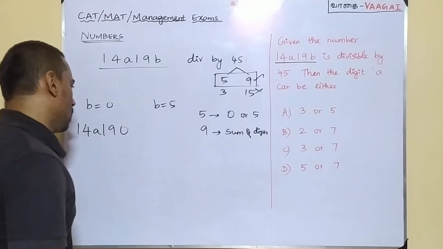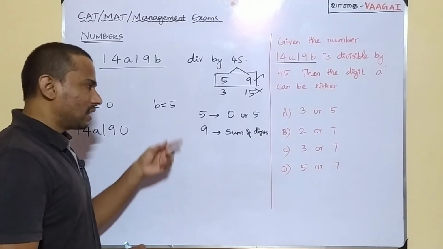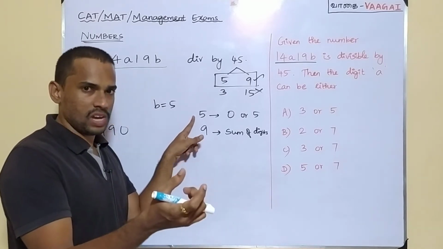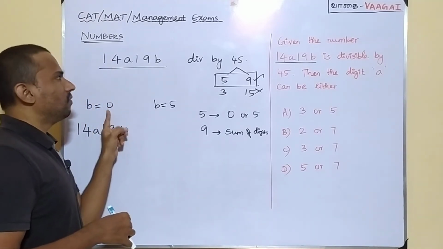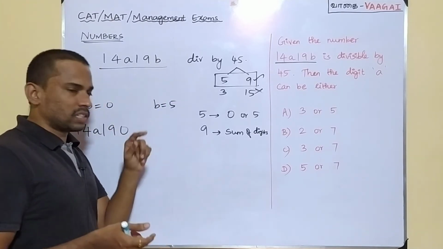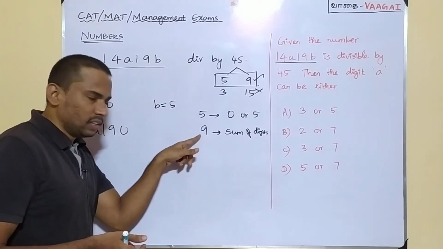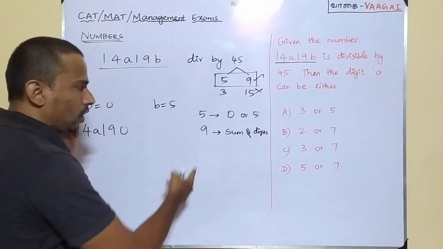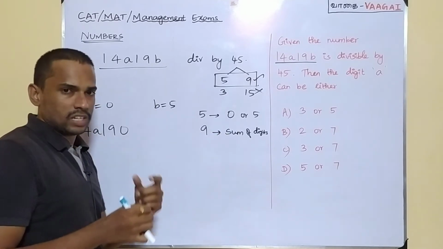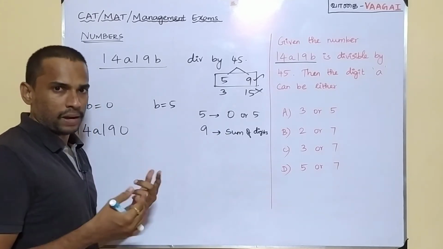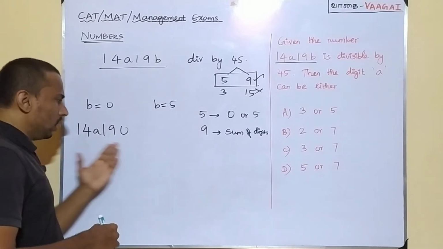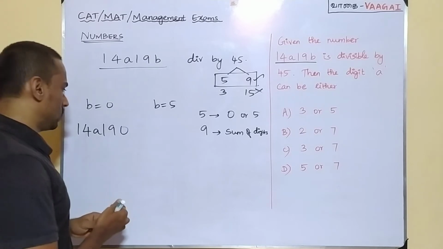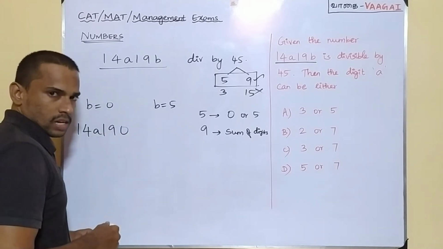Now let us try to use the second part. Using the first part, the divisibility test by 5, we were able to find the value of the digit B. Now let's use the second one, where this number is divisible by 9 also. According to the divisibility test of 9, what is the condition? The sum of the digits should be divisible by 9. We have the number ready with us, so let us take the sum of the digits.